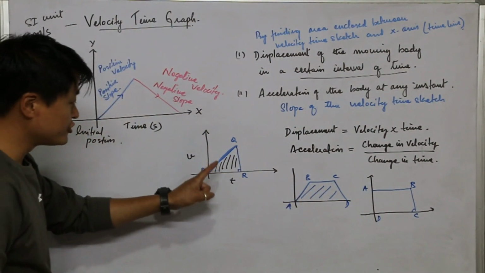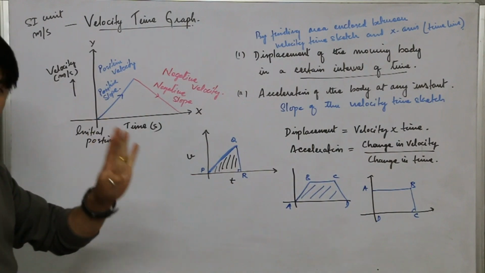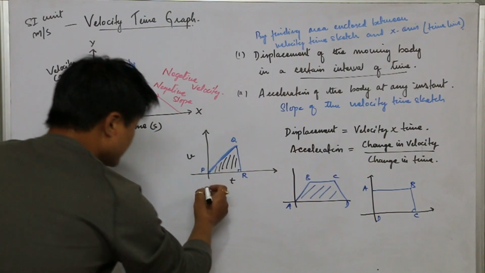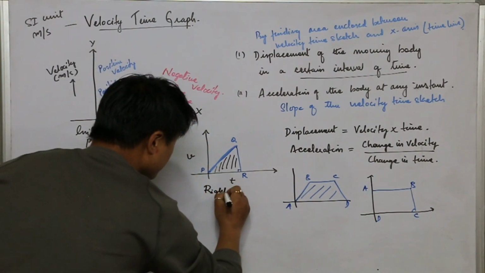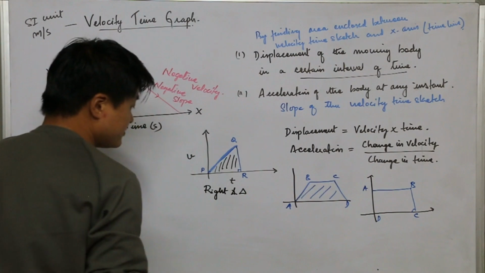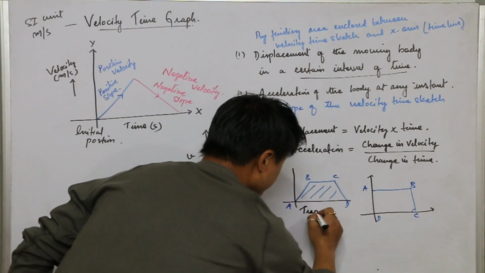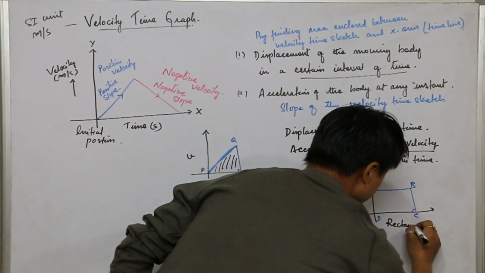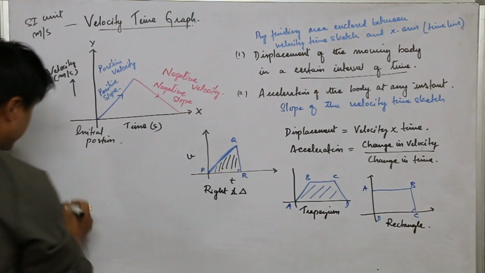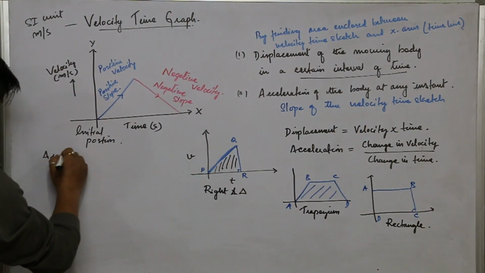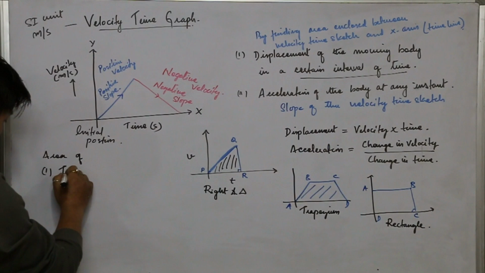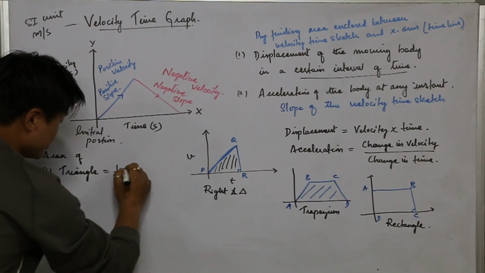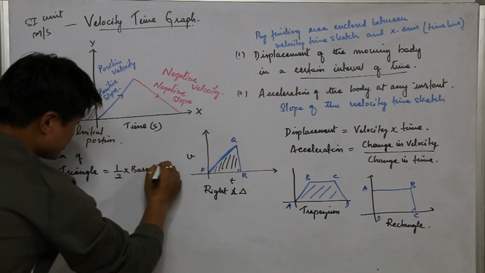For that, we need to know the area of at least three figures. One is a right angle triangle, another is a trapezium, and the third is the rectangle. Here is a right angle triangle, this is a trapezium, and this is a rectangle. I'll just write the areas. Area of the triangle is equal to half into base into height.